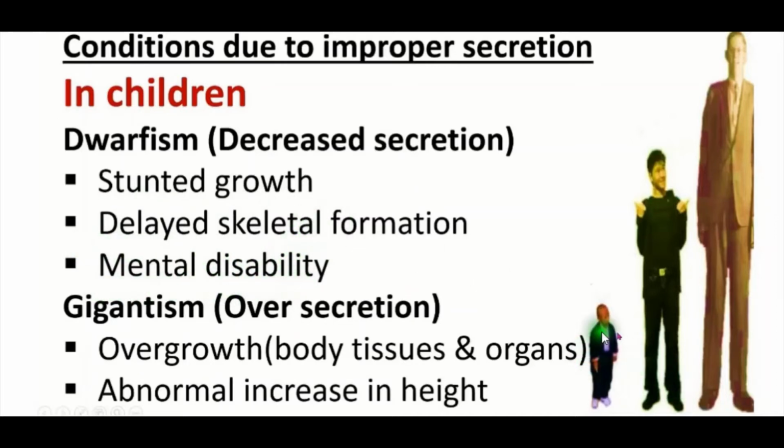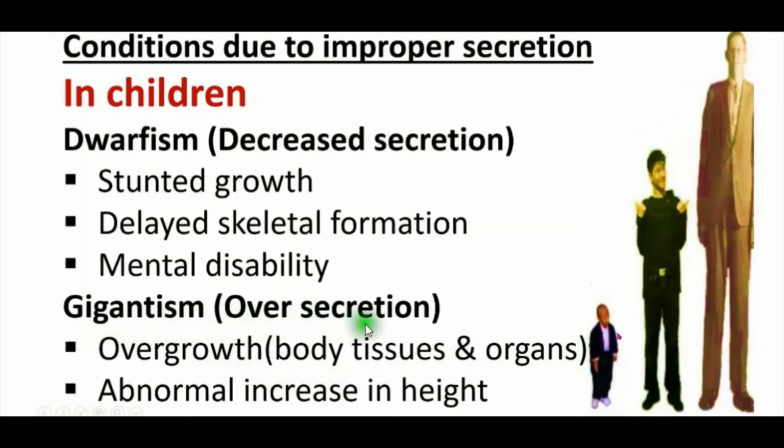Now look at this picture. This is a normal person, and this one is not like that. By seeing it, we can identify some problems: the growth rate is reduced, the bones are malformed, and there is mental disability. The next disorder is known as gigantism.